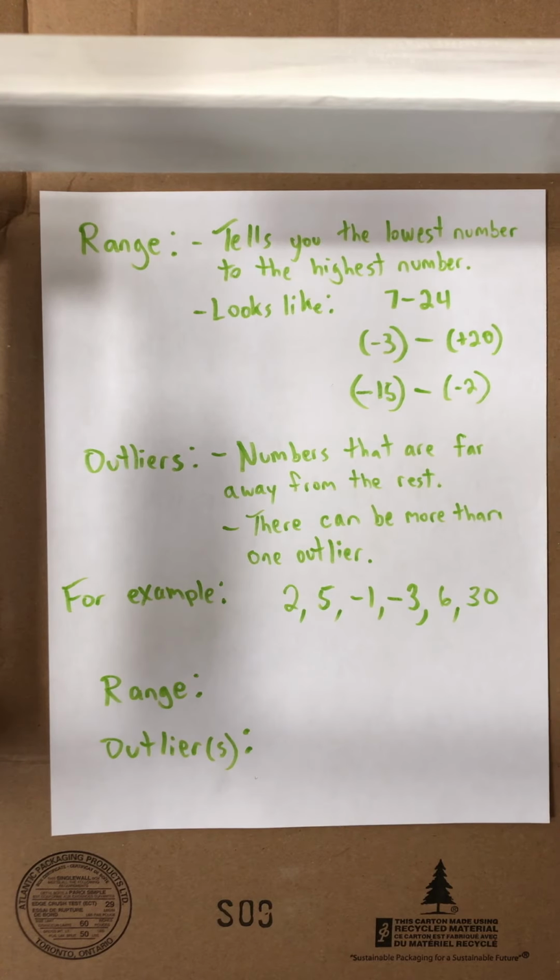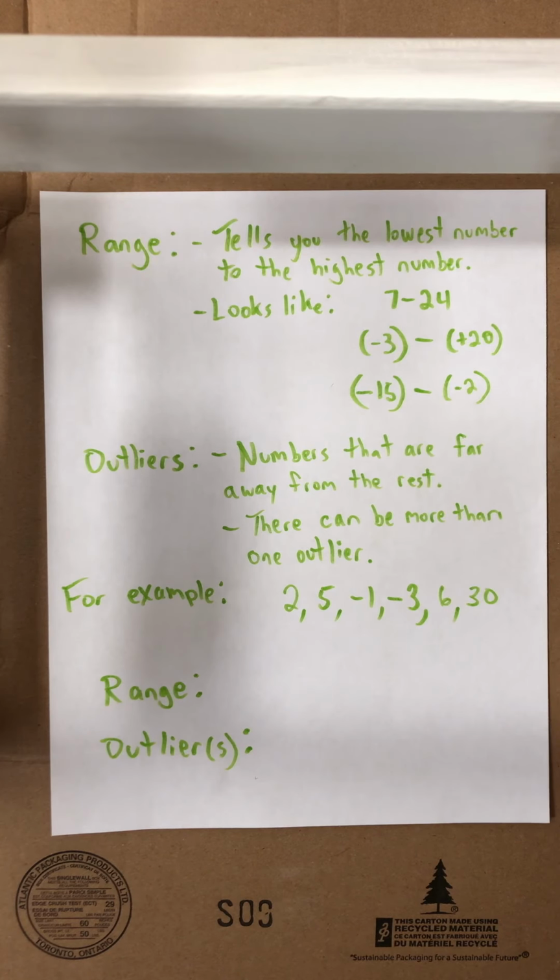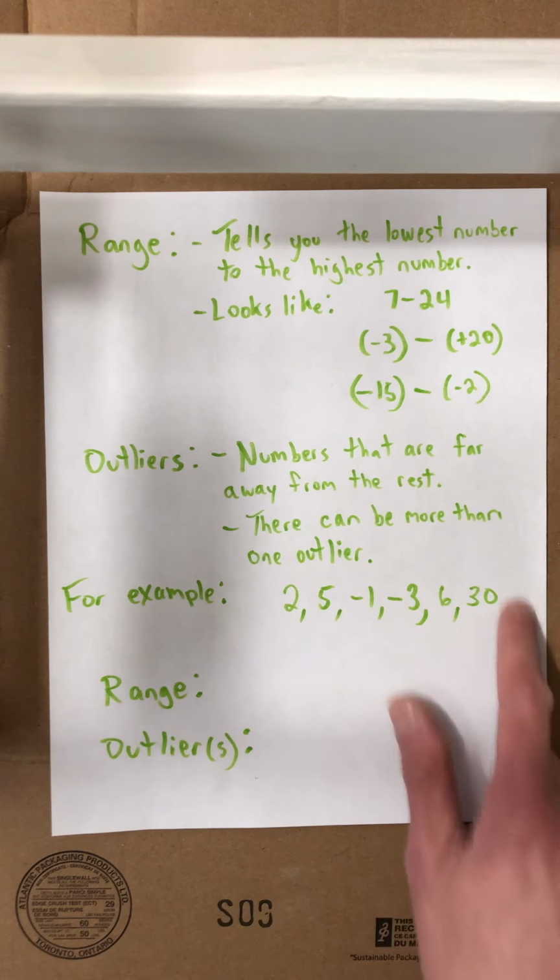Another word that we're going to look at today is outliers. So sometimes when you're given a bunch of numbers, some of them look like they almost don't belong. They're kind of far away from the rest of them, and those ones are called outliers. And there can be more than one outlier in a set of data too. So these are numbers that are far away from the rest. So let's take a look at this example here.